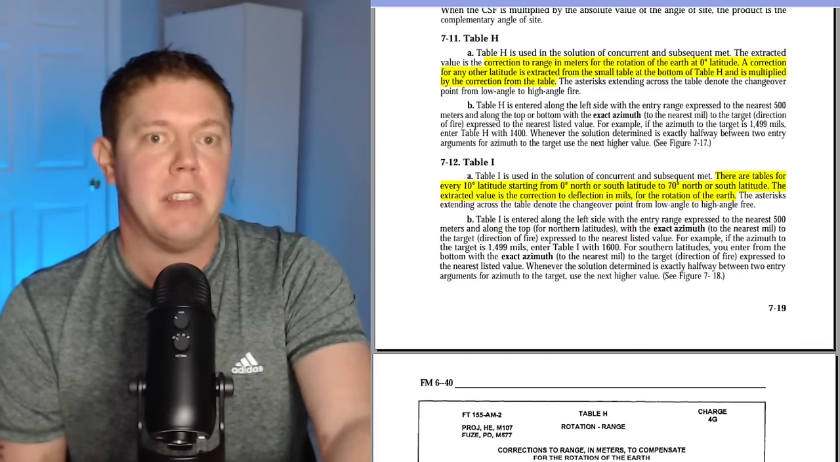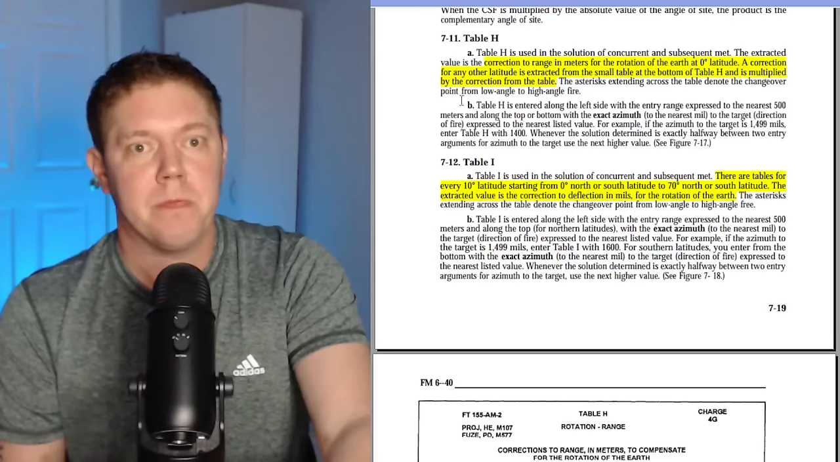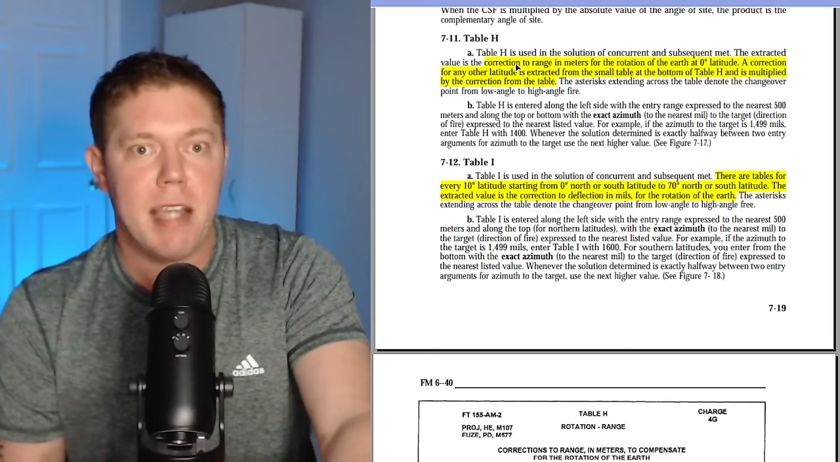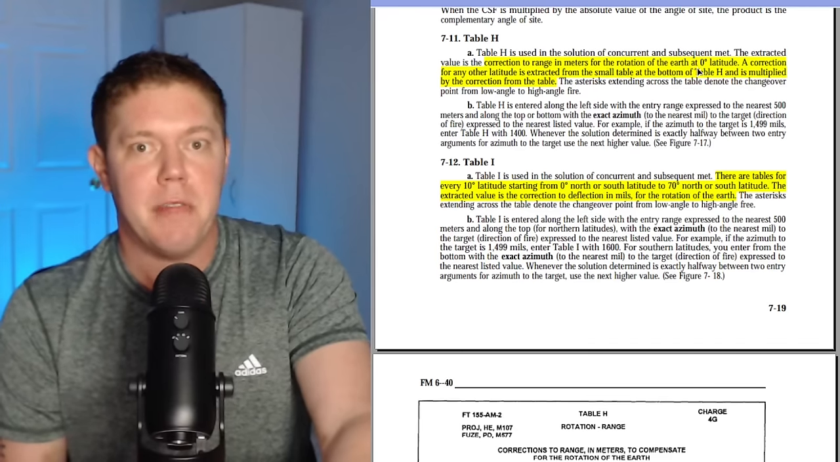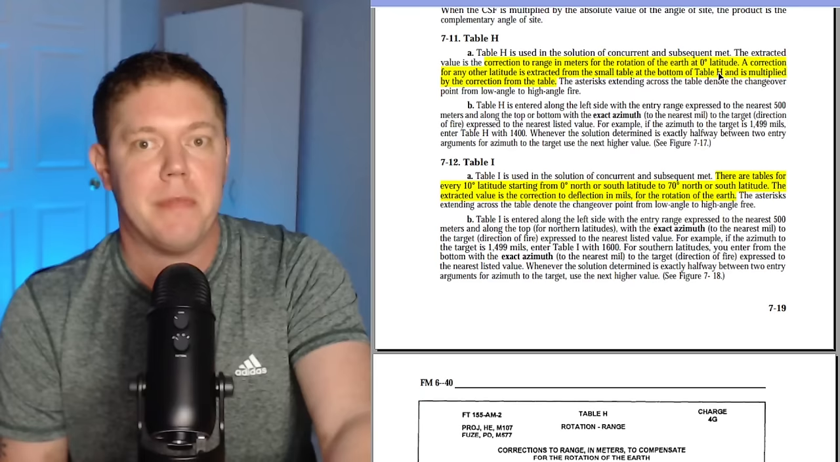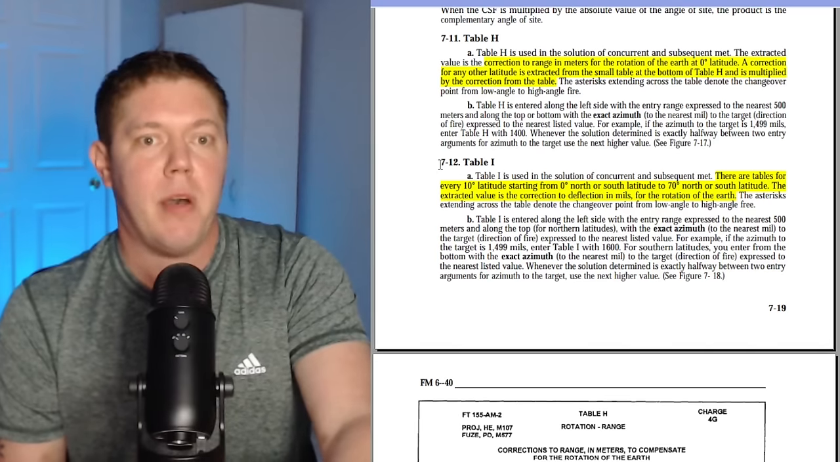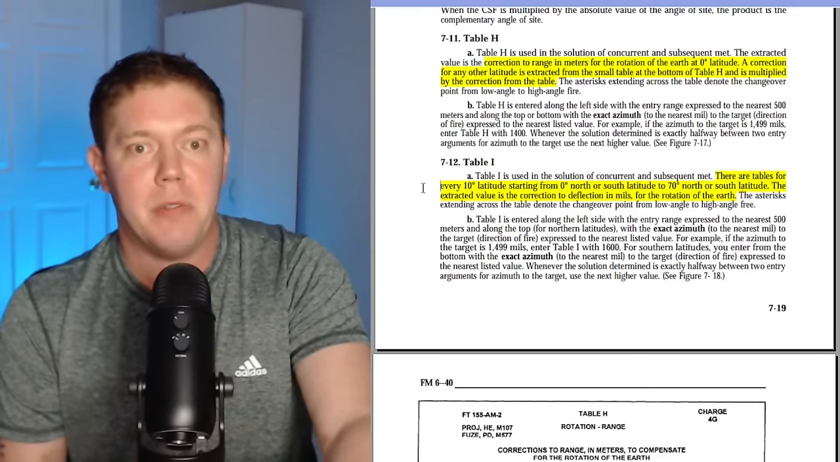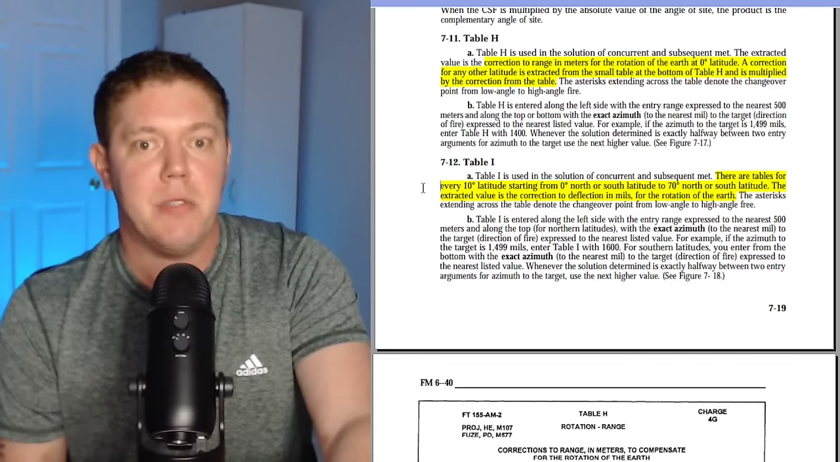Down in section 7-11, table H, it reads, table H is used in the solution of concurrent and subsequent MET. The extracted value is the correction to range in meters for the rotation of the Earth at 0 degrees latitude. A correction for any other latitude is extracted from the small table at the bottom of table H and is multiplied by the correction for the table. Just below that, 7-12, table I. Table I is used in a solution on concurrent and subsequent MET. There are tables for every 10 degrees latitude starting from 0 degrees north or south latitude to 70 degrees north or south latitude. The extracted value is the correction to deflection in mills for the rotation of the Earth.